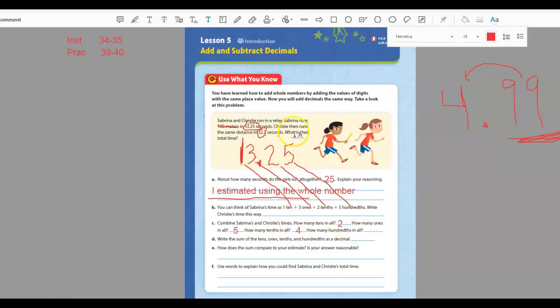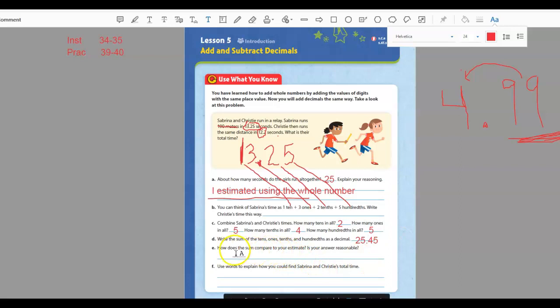And how many hundredths? Well, Sabrina had a 5 in the hundredths, but Christy didn't. So we just have 5 plus 0, and that would give us 5. Now, write the sum of the tens, the ones, the tenths, and the hundredths as a decimal. So your answer is going to be 25 and 45 hundredths.